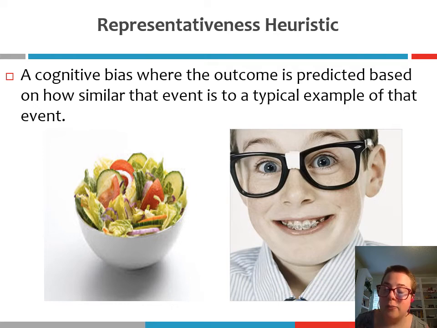Similarly, we might predict that a person wearing glasses will do better on a test than a person not wearing glasses, right? Because we associate people wearing glasses, they seem more similar to our prototypical example of an intelligent person.